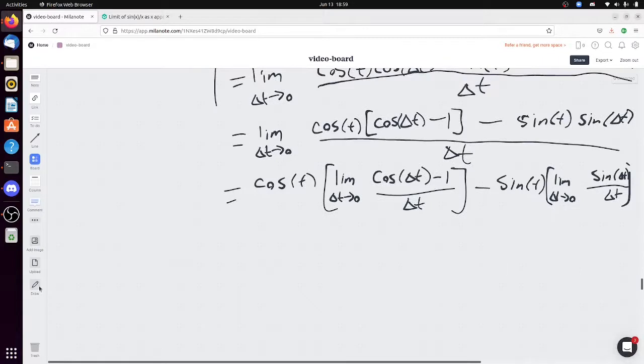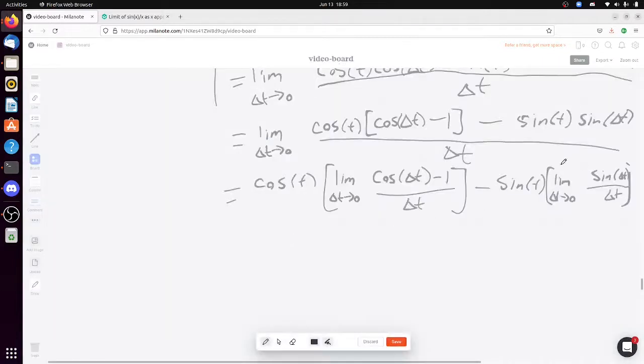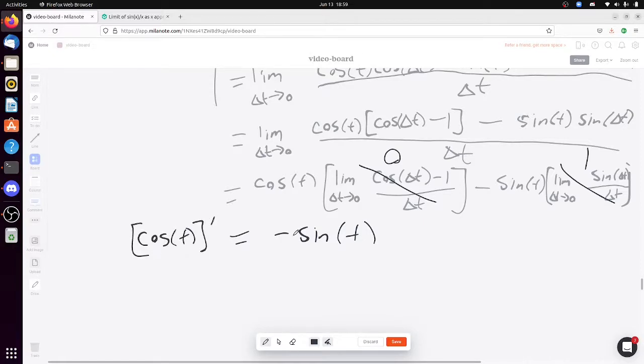So, let's replace that with 1. This is 1, and remember this other one here is 0. So, cosine times 0 minus sine times 1 is equal to negative sine. The derivative of cosine is equal to negative sine t. And this is what you'll find in a normal calculus class.